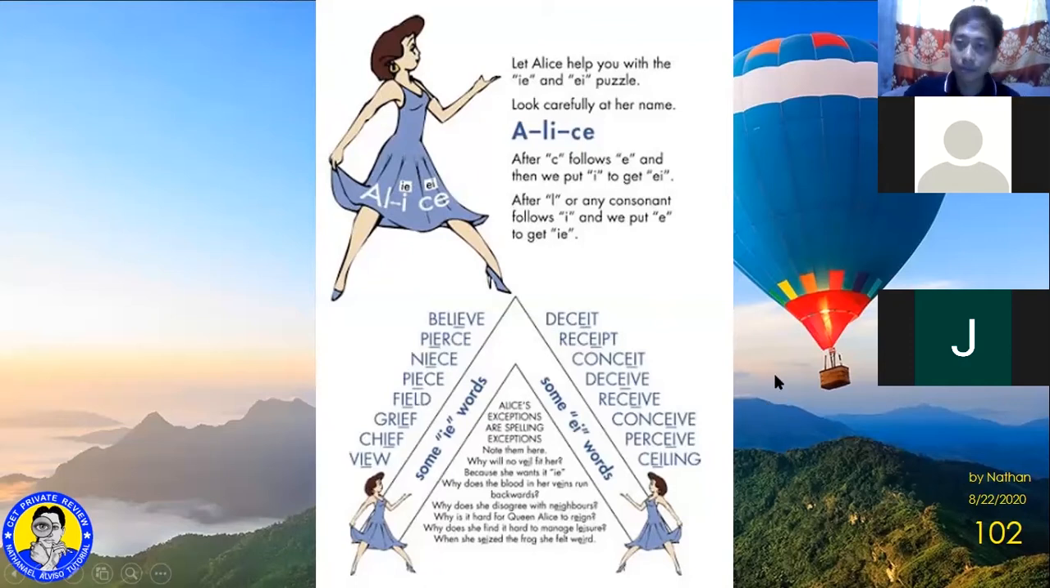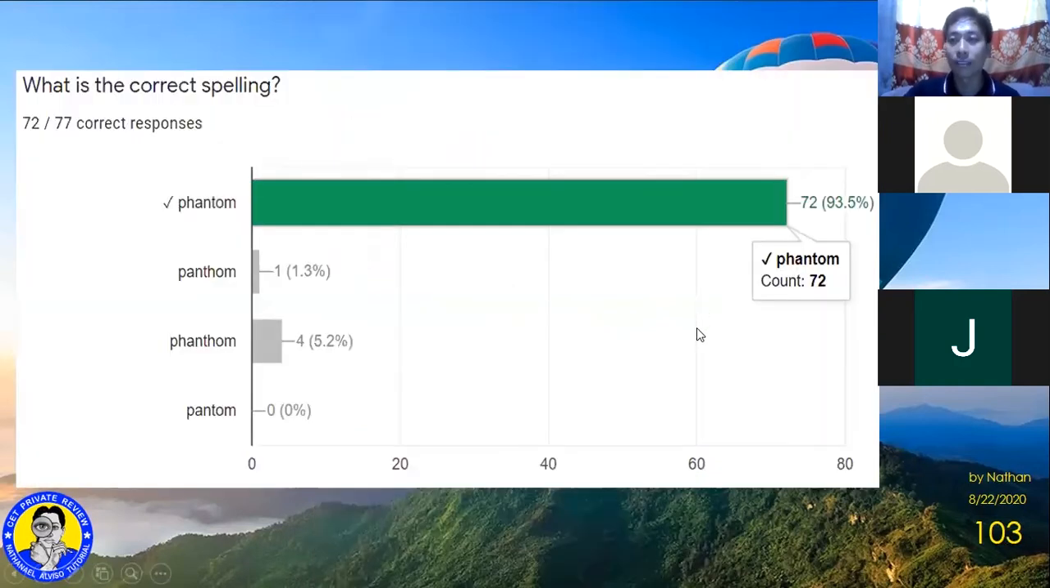Try to go over this, Alice, over and over again. So that's I before E, except C follows E. That's my mnemonic.